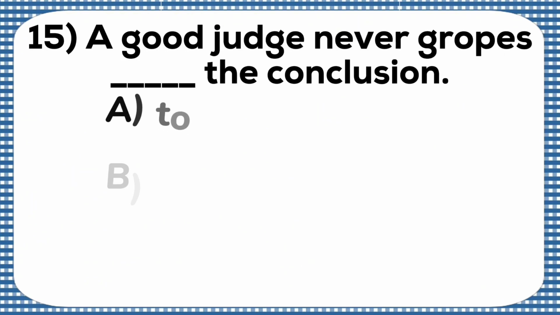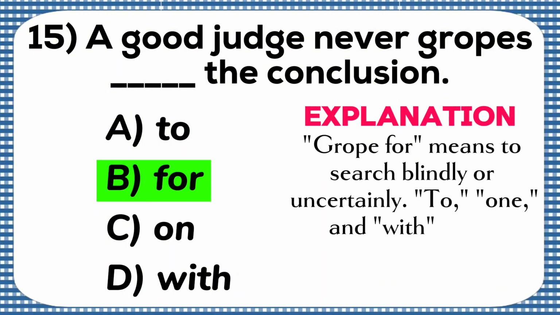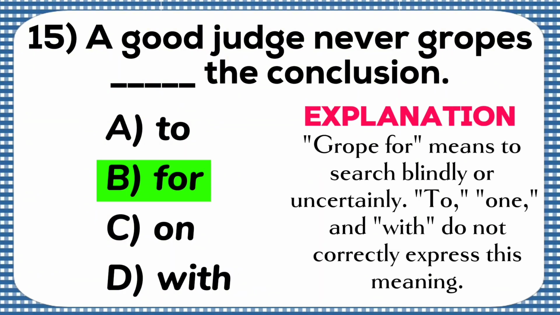A good judge never grasps dash the conclusion. The right answer is option B, for. Explanation: grope for means to search blindly or uncertainly. To, on, and with do not correctly express this meaning.